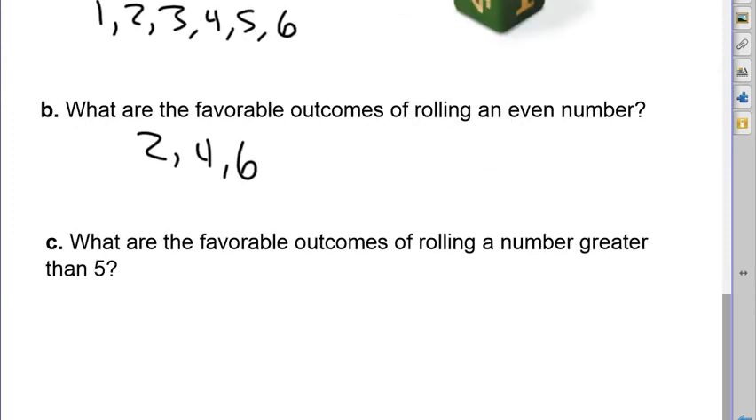Finally, what are the favorable outcomes of rolling a number greater than 5? Well, there's only one number on the number cube that has that. That is the number 6. And that's our favorable outcome.